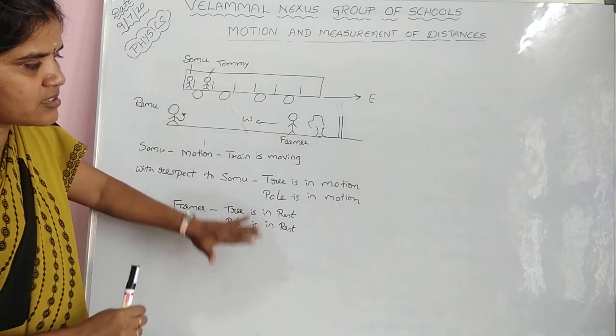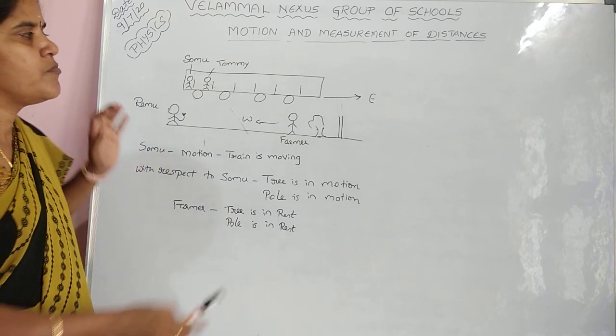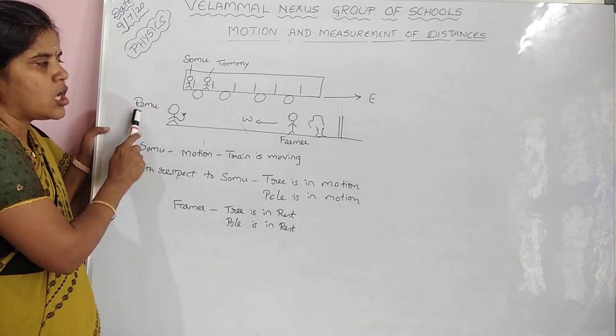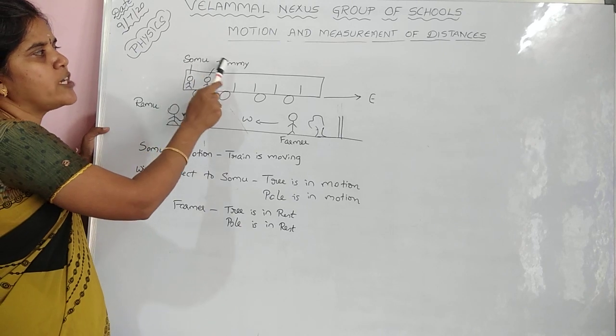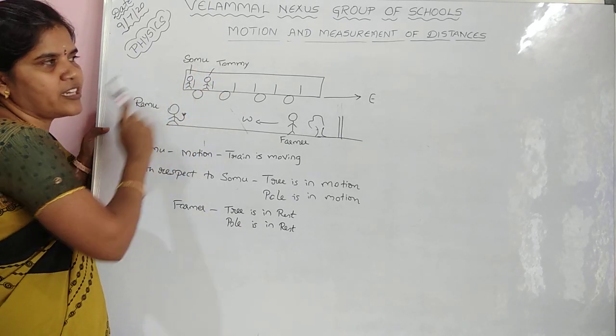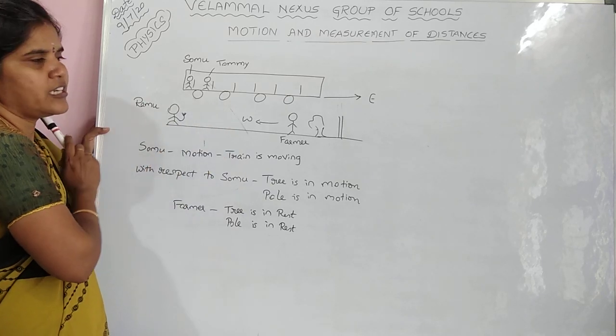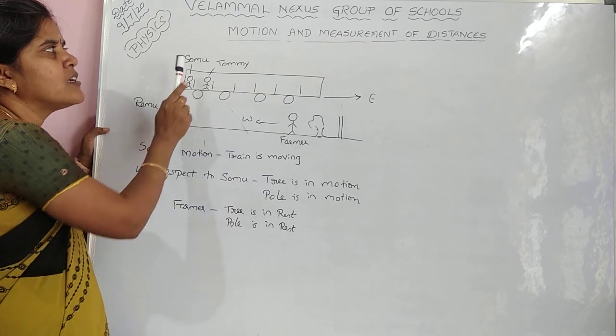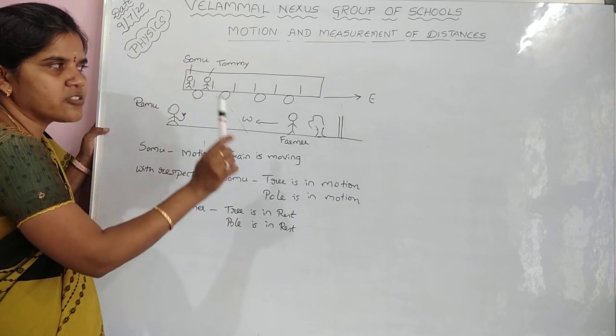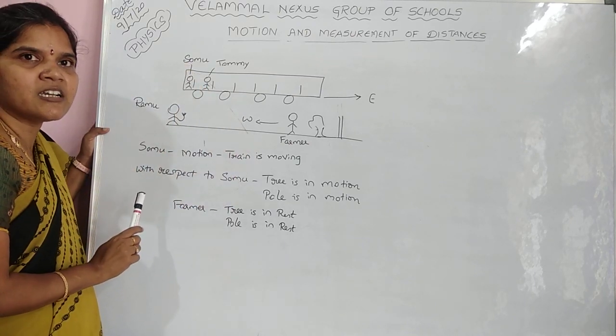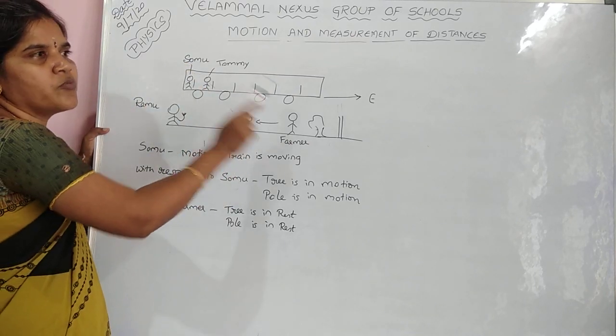I repeat once again, this is everything, children. Listen slowly. A person, Ramu, came for the send-off of Somu and Tommy. They are sitting in a train. The train is not moving at all. Ramu feels that Somu and Tommy are in rest position. Is it clear? Now the train started moving.